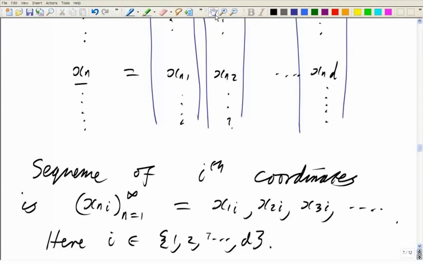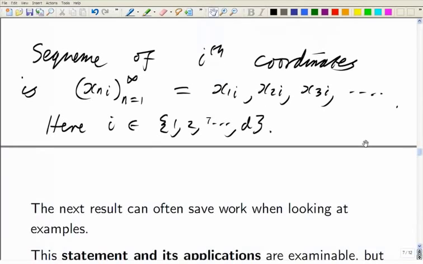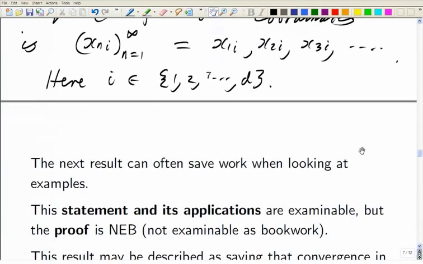And now the next result tells you that, and we won't bother with the proof. If you go back a few years, you'll find I did include the proof in the notes, but it's not a very exciting proof, so I won't bother with it. But you are supposed to know this result and be able to apply it, and we're going to do an example in a minute where you do apply it. What it says is, if you want to check convergence in R^d, it's the same as what I call coordinate-wise convergence. A sequence of vectors in R^d converges to a given point if and only if each of the coordinates converges to the relevant coordinate of the target vector.